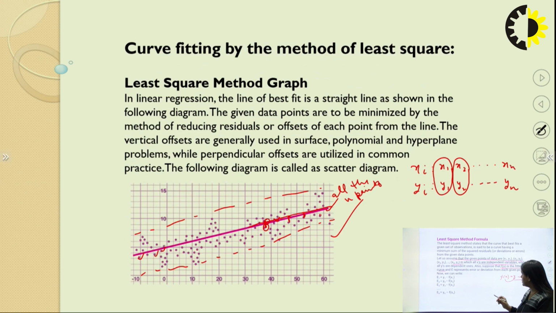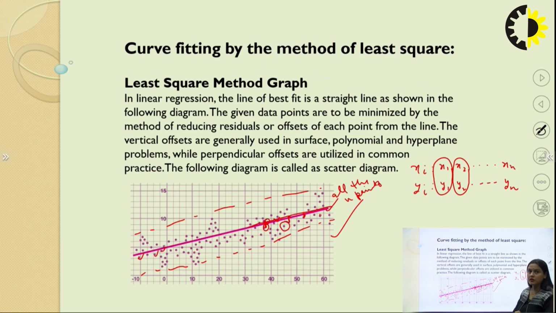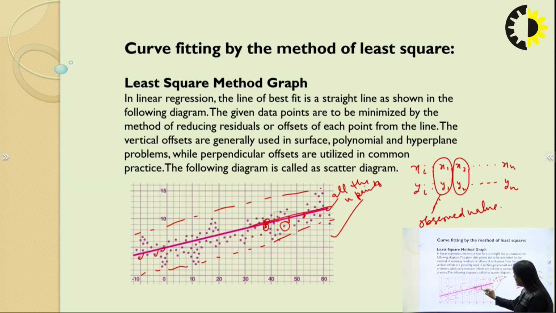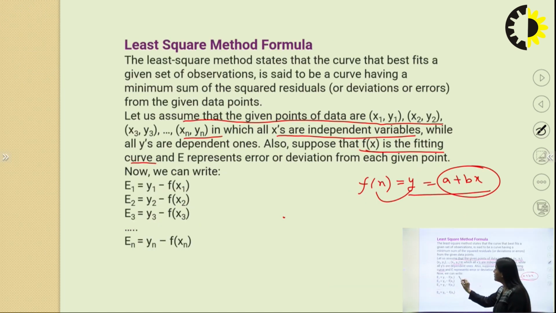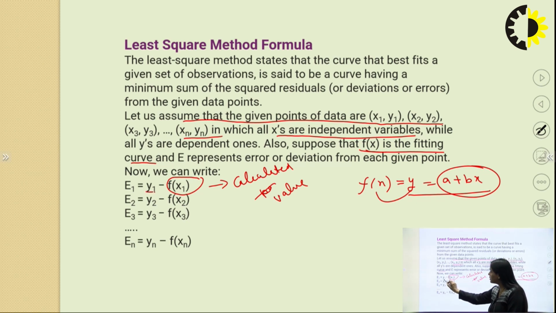These are the observed values, not the calculated values. And the same point, if we plot the same xi on the line, then we get this value, and this is called the calculated value, because if I put the value of x1 in the best fit line, then we will get some other value. So this value can be said as the observed value and this value can be said as the calculated value.